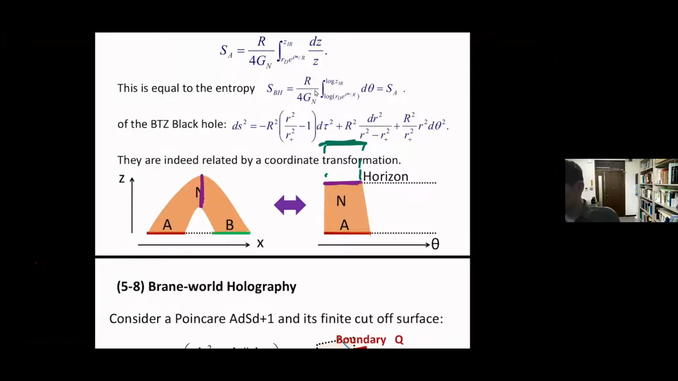And so this entanglement entropy between A and B, namely this cross-section, then precisely coincides with part of the black hole entropy. So this is what's happening here. It's much like a generalization of the Ryu-Takayanagi prescription for an AdS black hole. Okay.